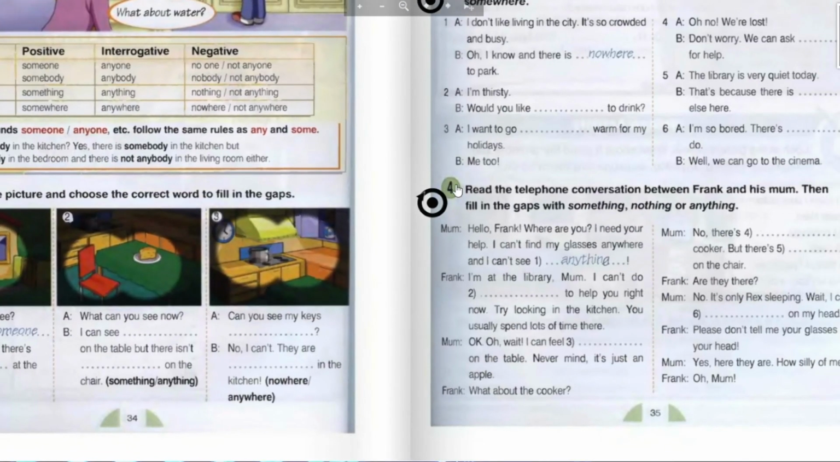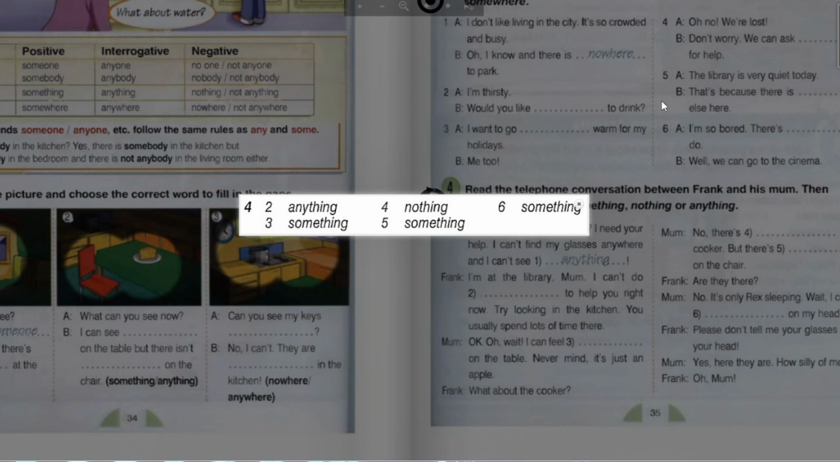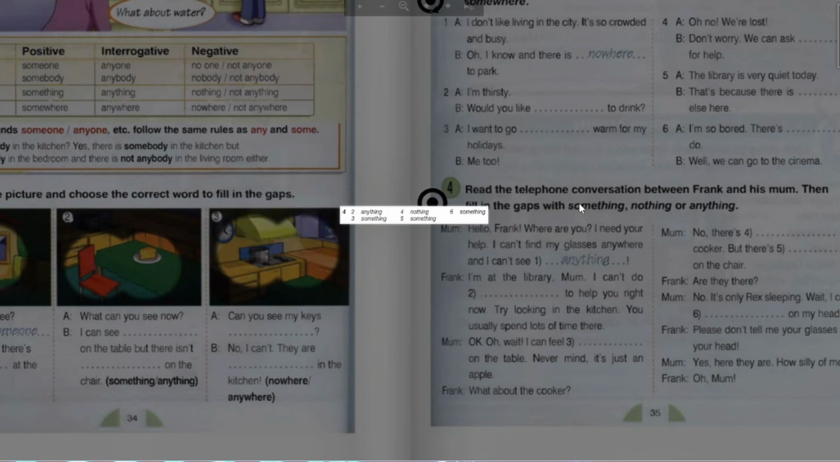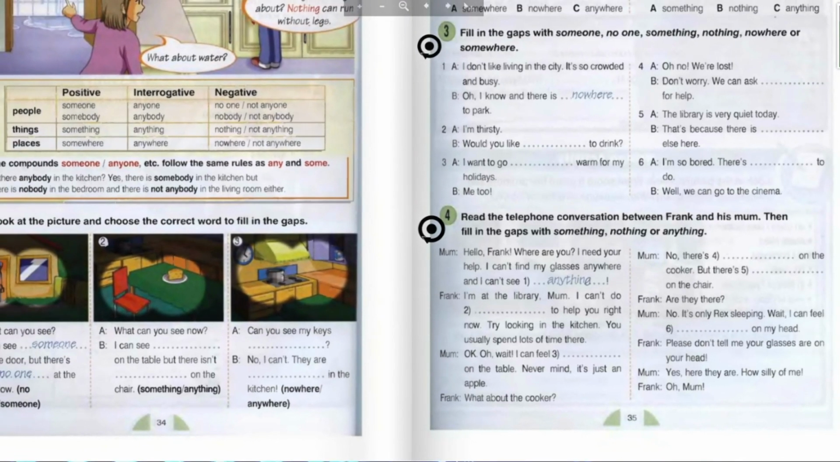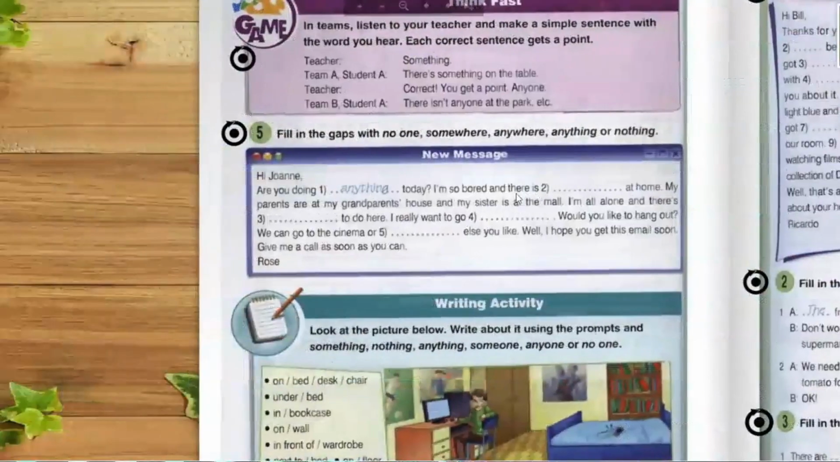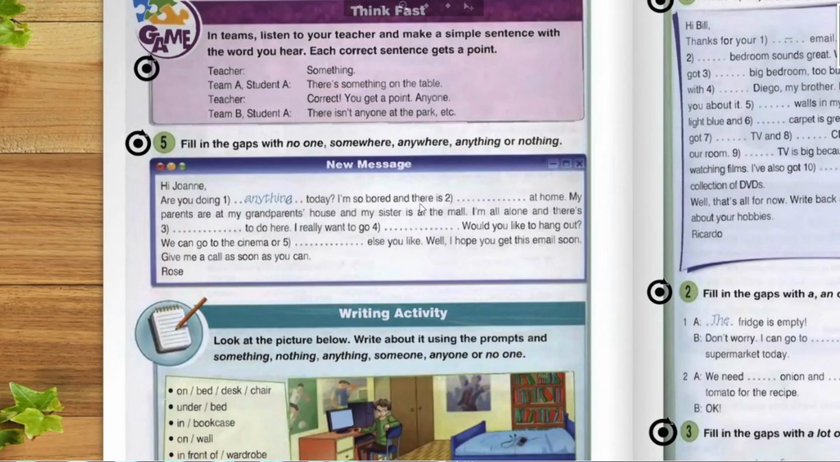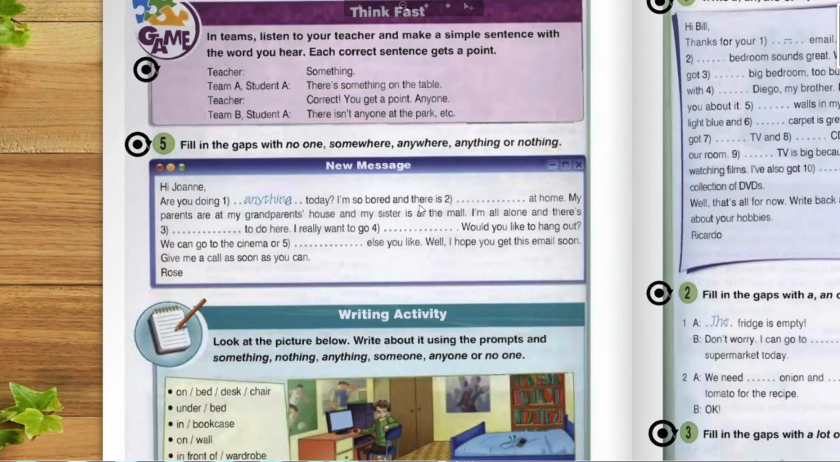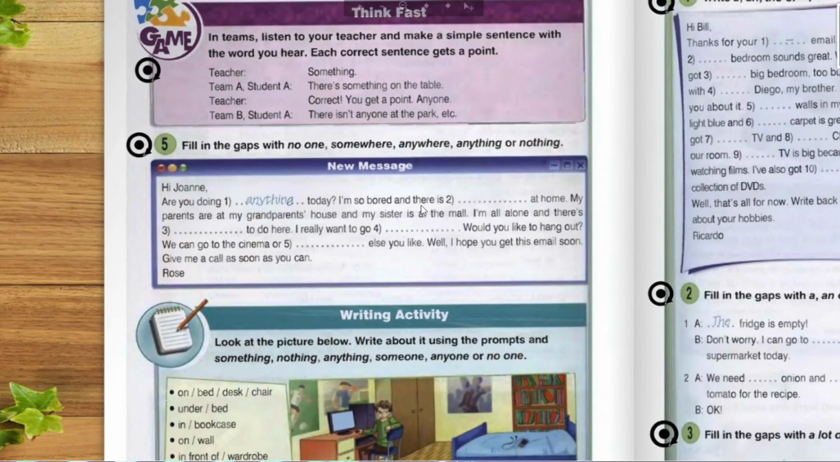Oh, Mom. So you can also check the right answers from here. Okay, so let's take a look at the last one. Fill in the gaps with no one, somewhere, anywhere, anything, or nothing.